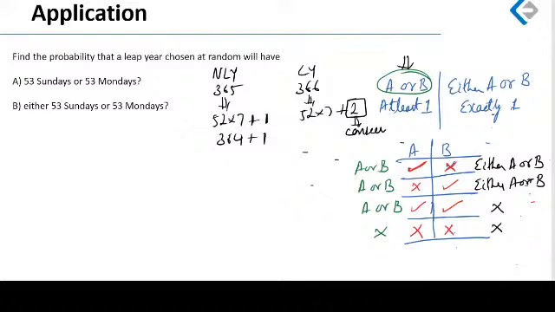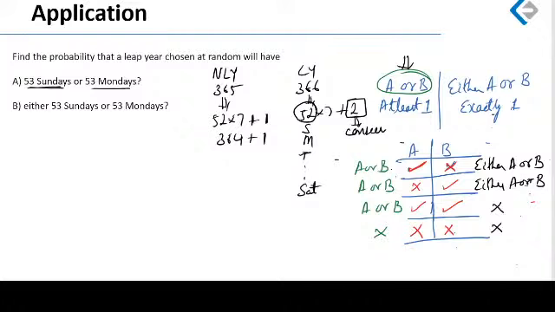So what the author is saying is: find the probability that a leap year chosen at random has 53 Sundays or 53 Mondays. Why? The author knows that in a leap year, 52 Sundays are there for sure. 52 Mondays are there, 52 Tuesdays are there, and 52 Saturdays are there.